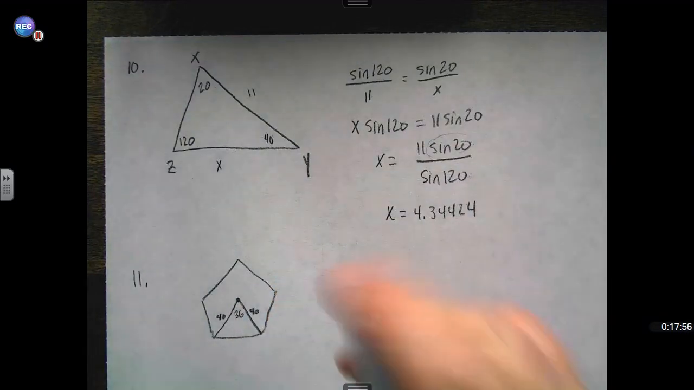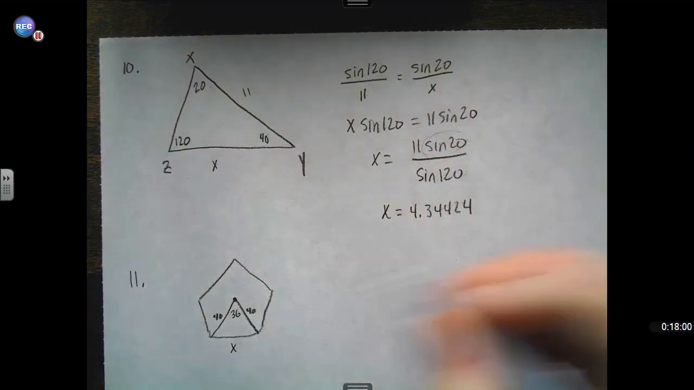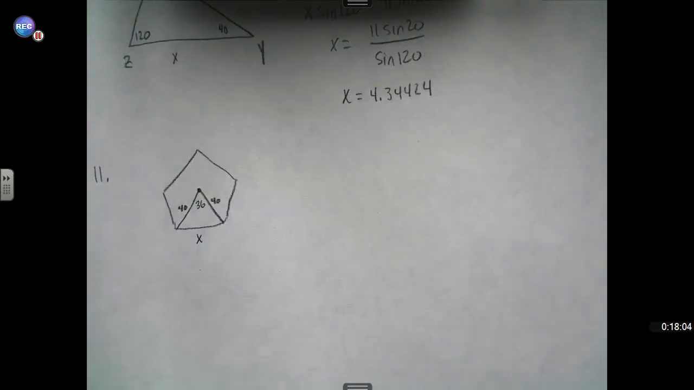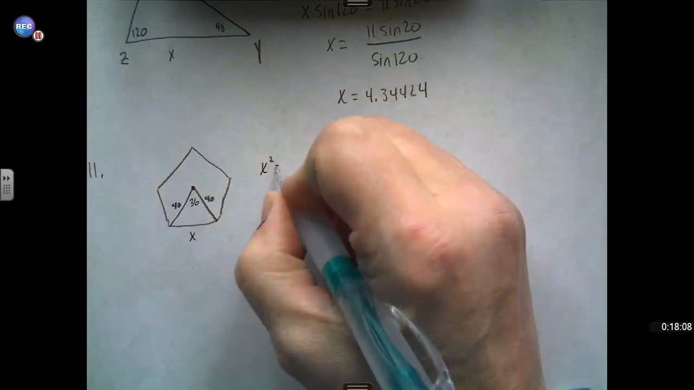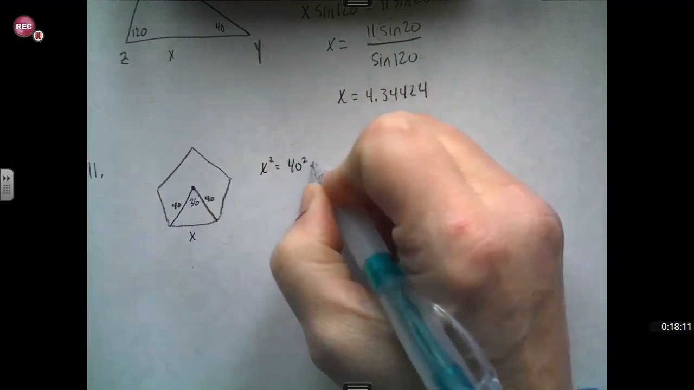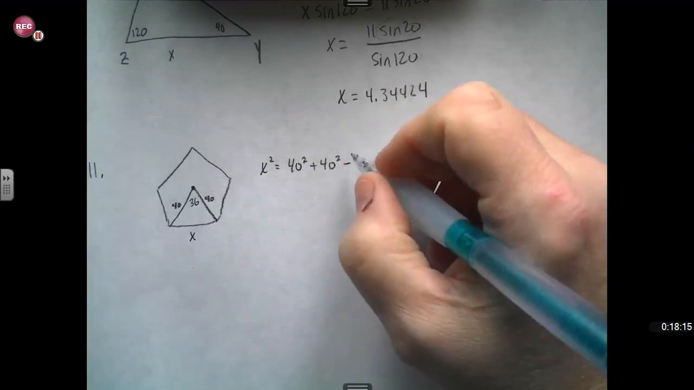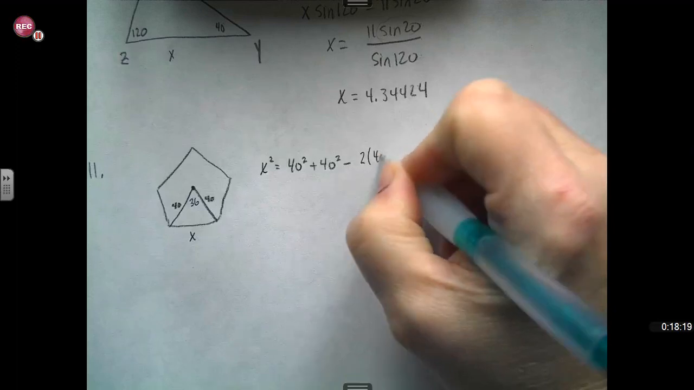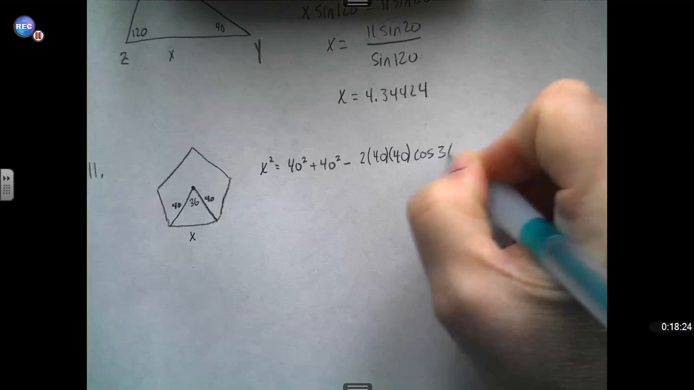And we're supposed to find the perimeter. So I would call this x, and then I would use the law of cosines to find x. So x squared is 40 squared plus 40 squared minus 2 times 40 times 40 times the cosine of 36.